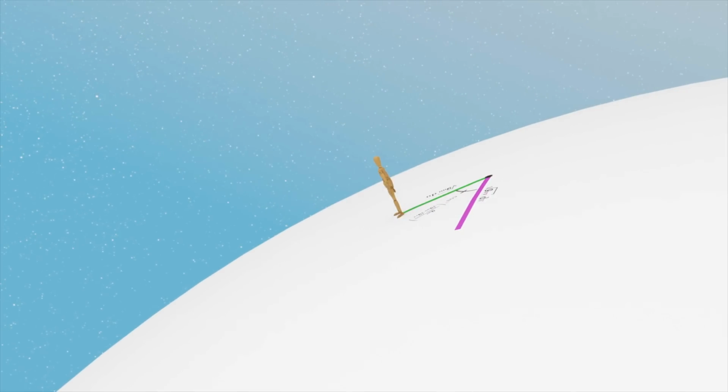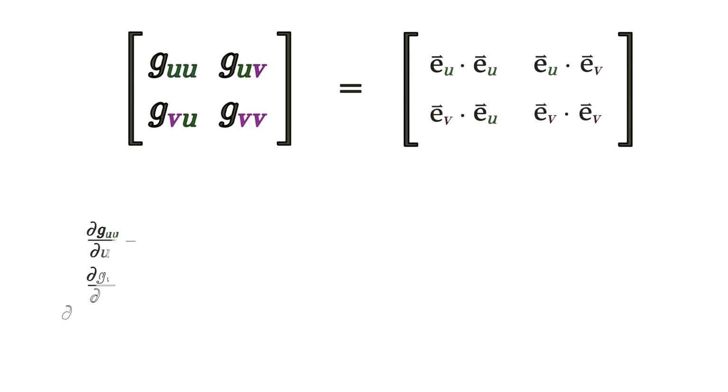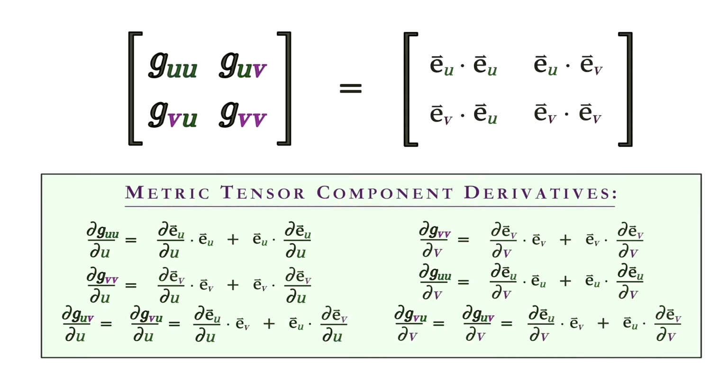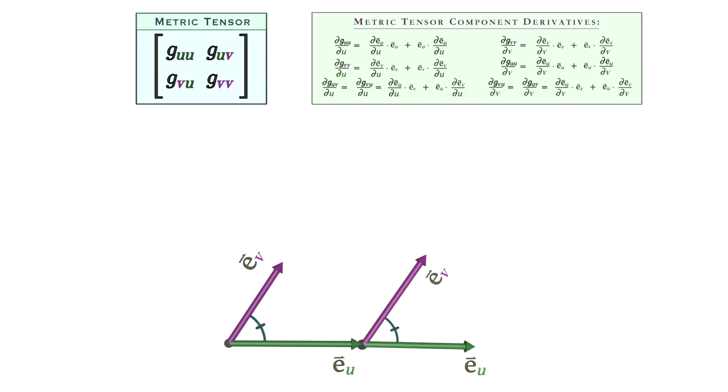Well, part of this information is already lodged in the metric tensor itself. Indeed, some simple calculus shows that the derivatives of the metric tensor components are related to the derivatives of the basis vectors. However, since the metric tensor only holds information about the magnitudes of our basis vectors and the relative angle between them, it tells us nothing about how neighboring basis pairs are oriented relative to one another.